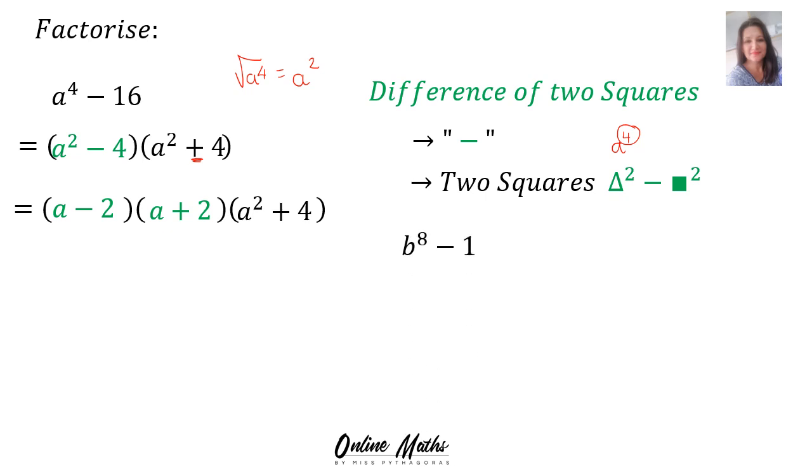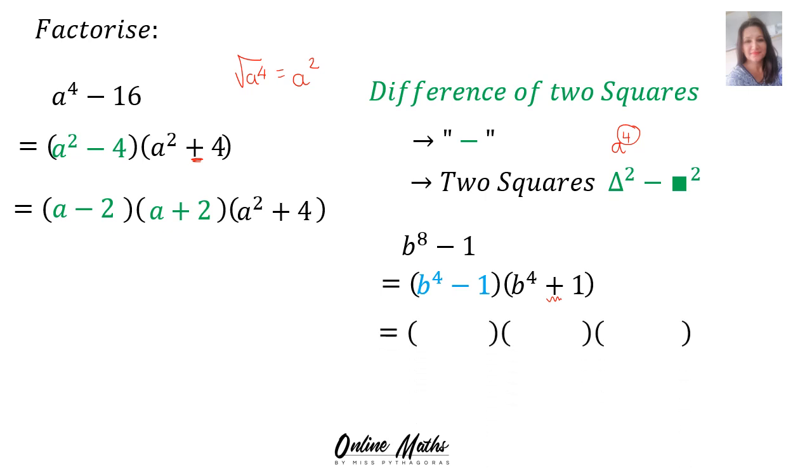Let's do another example. B to the 8 minus 1. So this one is a perfect square, and it is the difference of two squares. So we can say two brackets, b to the 4 minus 1, b to the 4 plus 1. Then the b to the 4 plus 1, that one you can't take further, but the first b to the 4 minus 1, that's the difference of two squares.